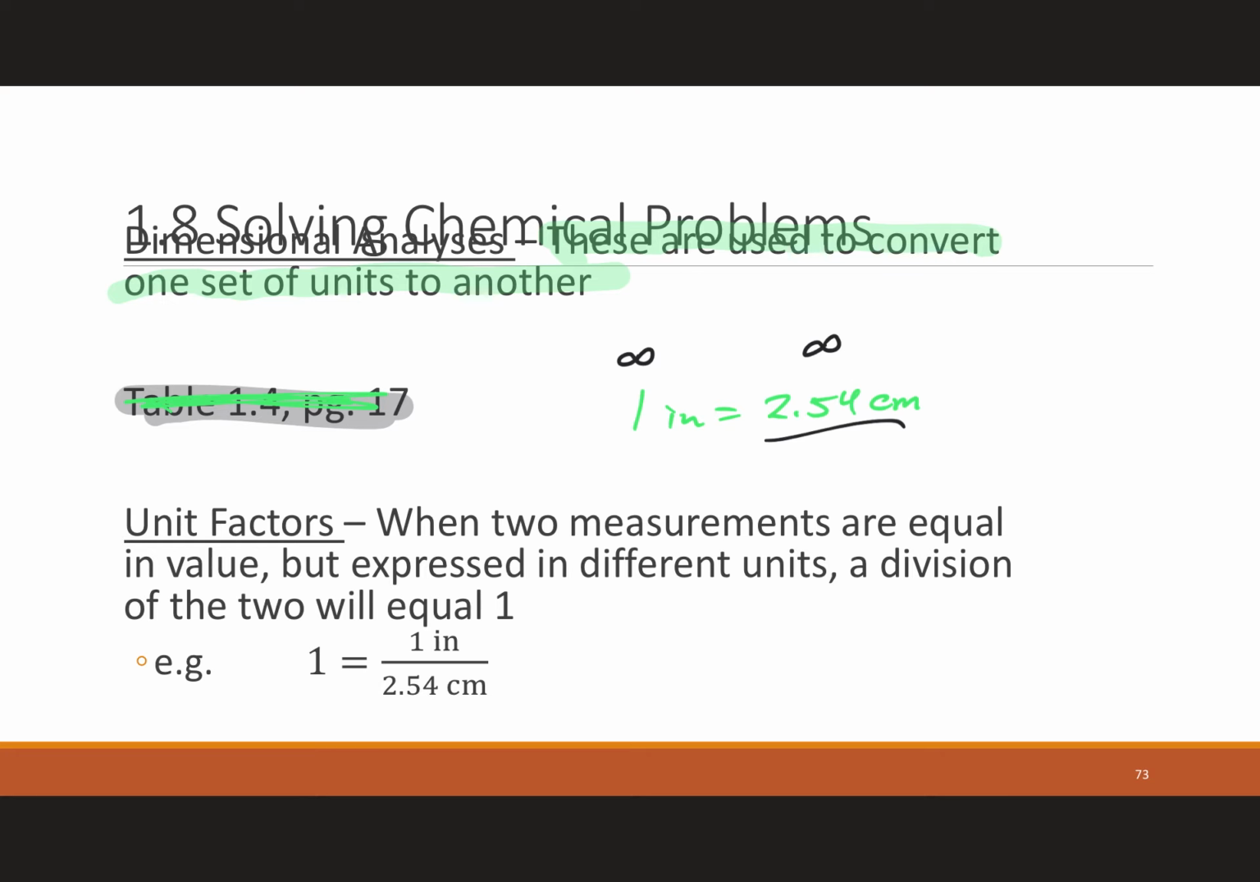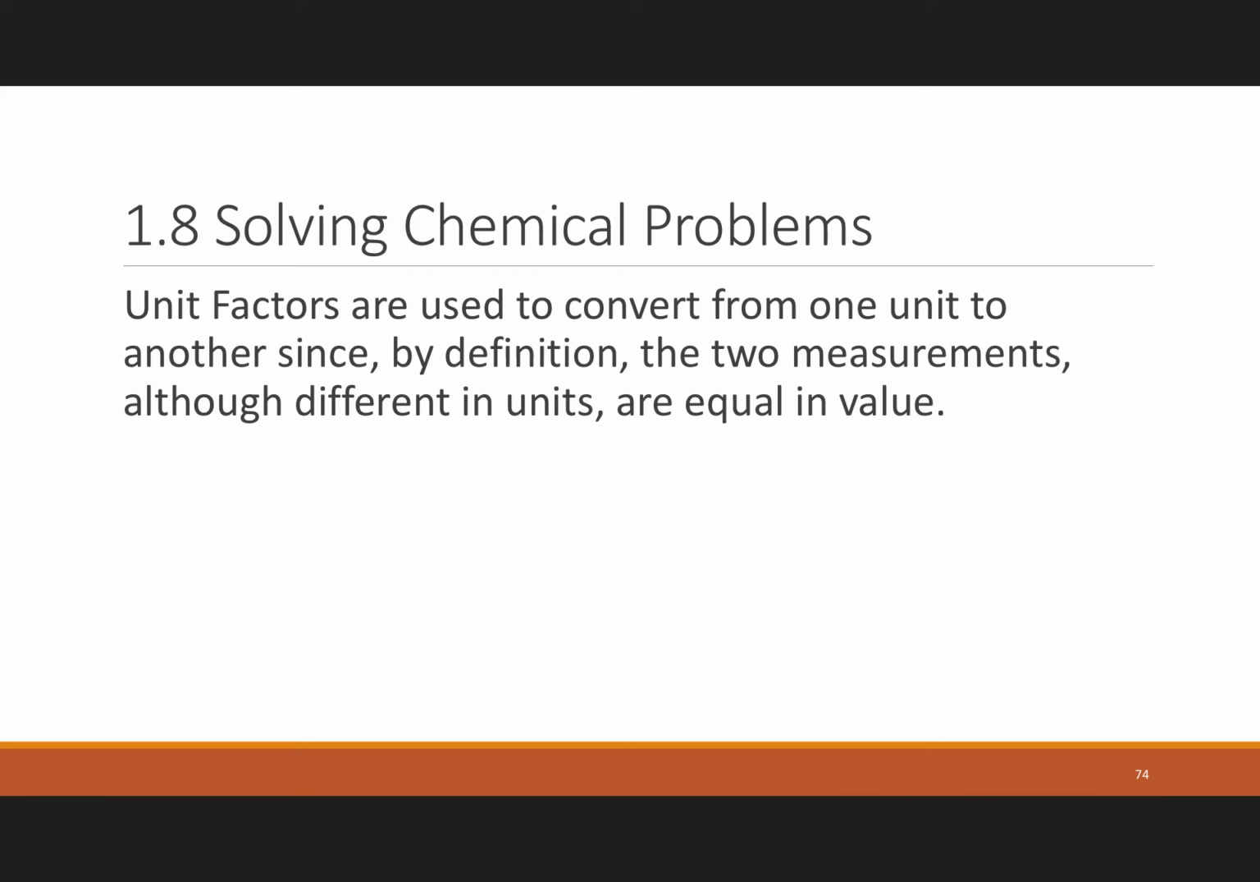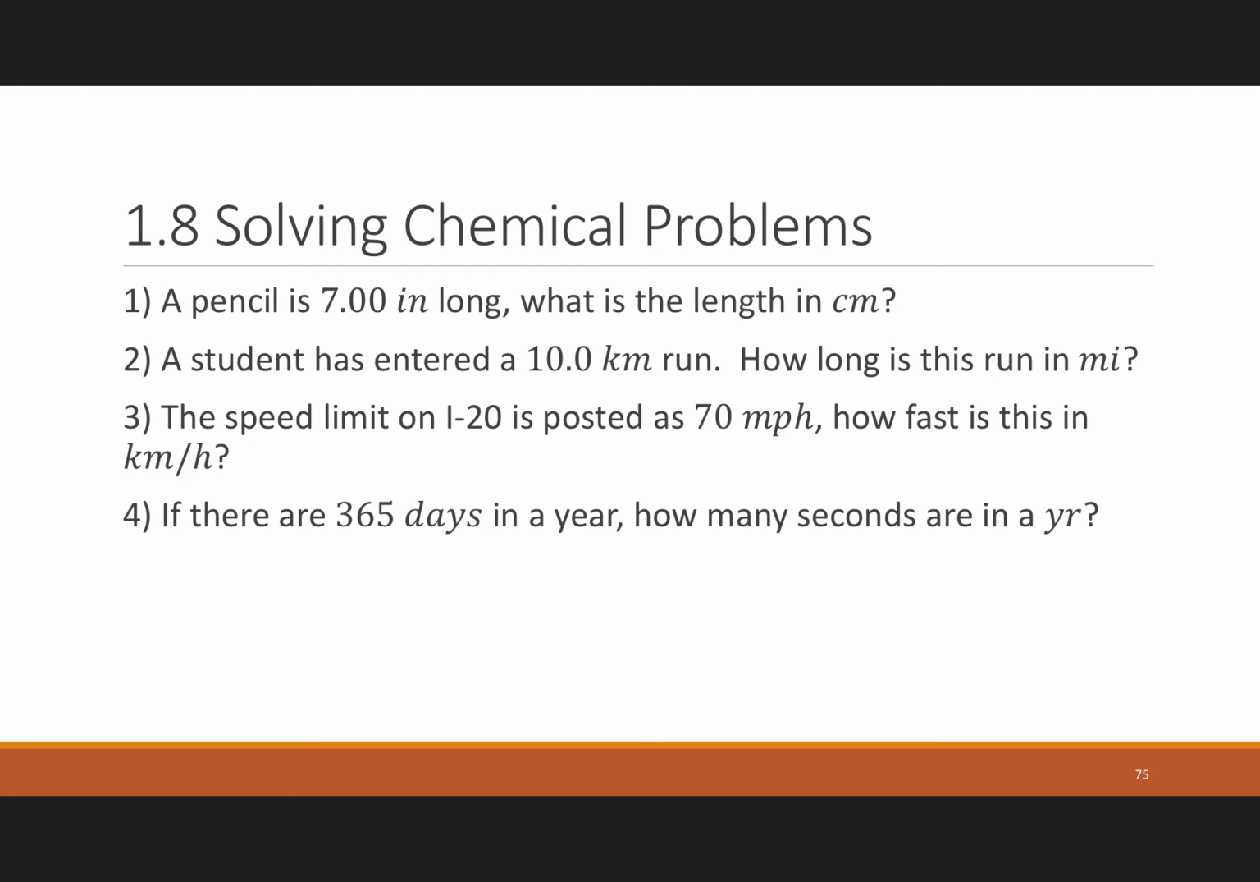So they're called unit factors because these are the same lengths. That length divided by that length is 1. You'd have exactly one. Let's say I have a paper clip that is 1 inch and another paper clip 2.54 centimeters, and I measure, I would need one paper clip for making that same length. So they call those unit factors or conversion factors. Unit factors are used to convert from one unit to another, since by definition the two measurements, although different in units, are equal in value.